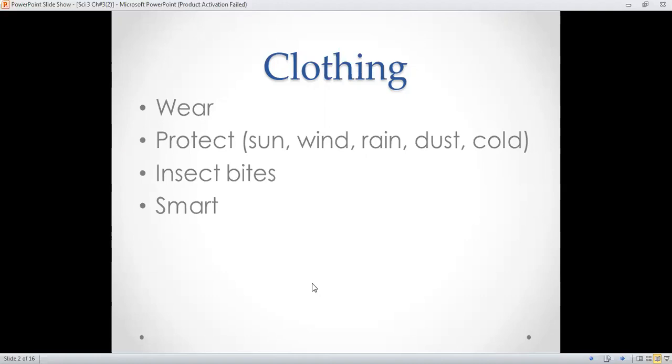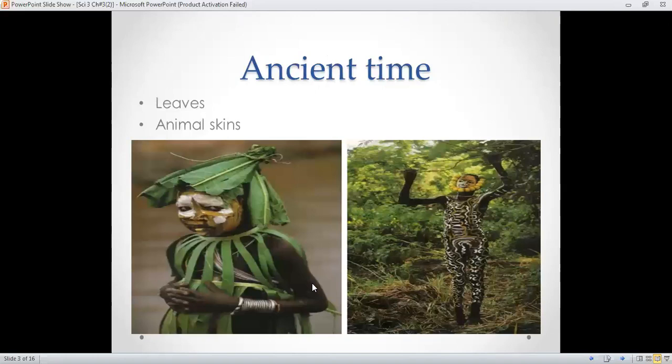Ancient time is that time when clothes were not invented, jab kapdon ki ijaad nahi hui thi, then how did people survive? They wore leaves. As you can see in this picture, one person is covering his body with leaves, and the second is covering his body by wearing animal skin. How did they wear animal skin?